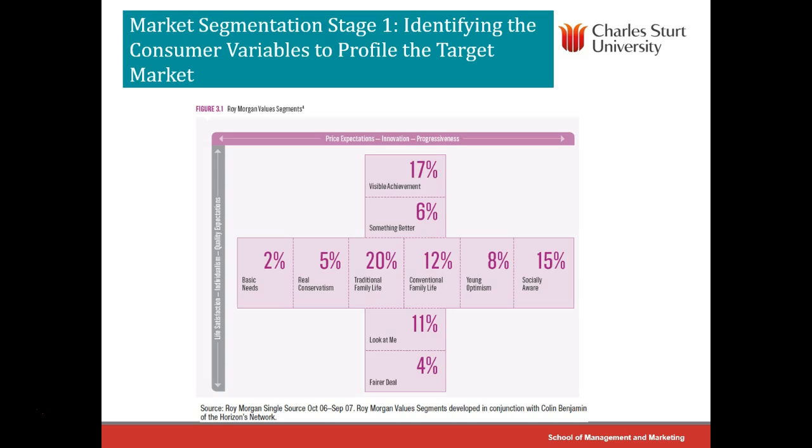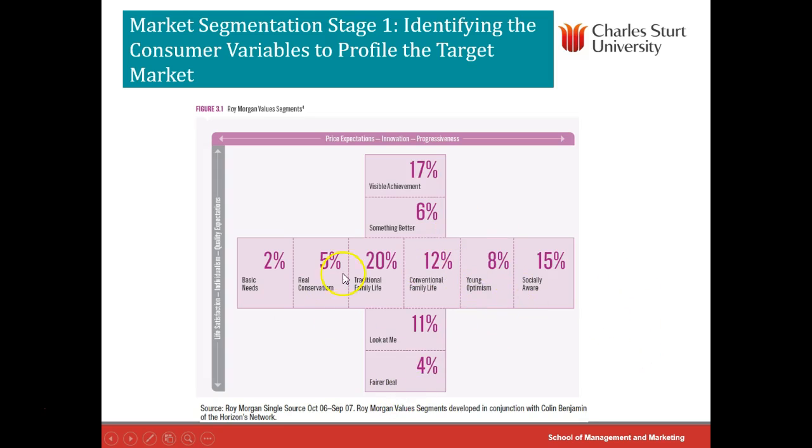Now, the Roy Morgan value segments is an attempt to come up with an overall schema, if you like, of segmenting across a number of product and service categories. Generally, it's a good idea to segment your market according to a category. Nevertheless, there are examples out there in the marketplace that use across-segment approaches. And so here is the Roy Morgan's values segmentation, and you can see that there are two main dimensions here. Life satisfaction, individualism, and quality goes this way, and price expectations, innovation, and progressiveness goes this way.